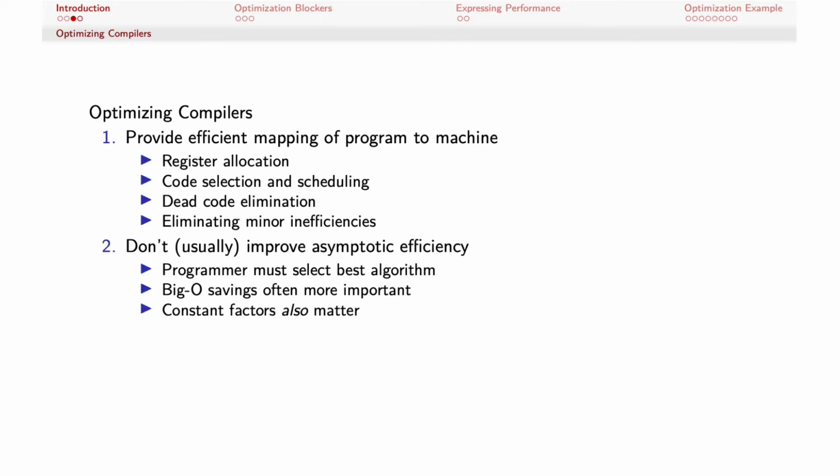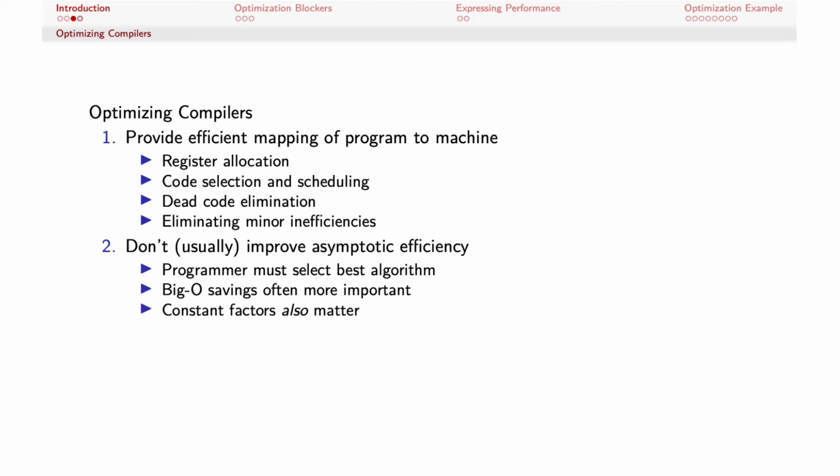Compilers, although they are going to try to do these relatively small optimizations within functions and so forth, don't normally improve asymptotic efficiency. They're not going to choose a different algorithm. They're not even going to be able to recognize the algorithm that you're using. So that's still on us.